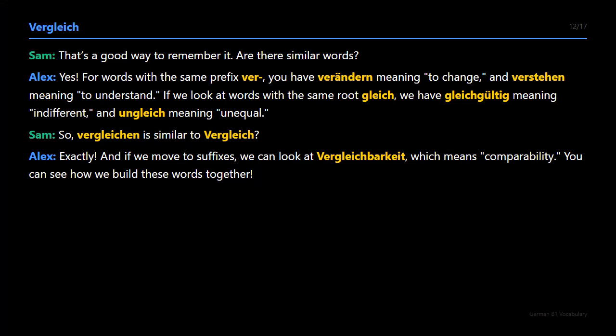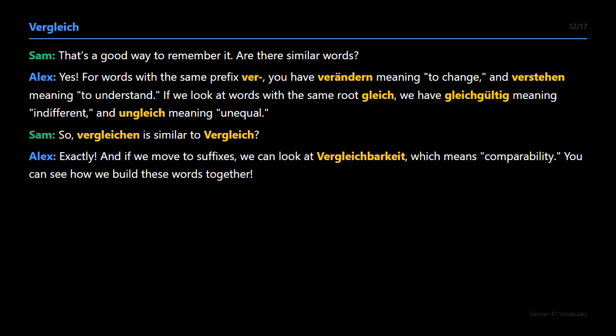Vergleichen is similar to Vergleich. Exactly. And if we move to suffixes, we can look at Vergleichbarkeit, which means comparability. You can see how we build these words together.